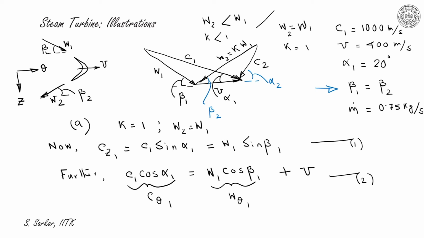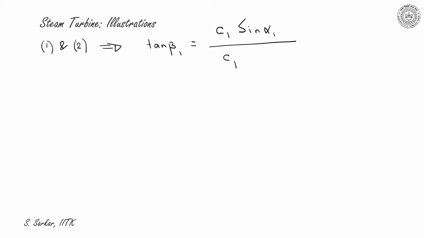From equation number 1 and equation number 2, I can write tan beta 1 is equal to C1 sine alpha 1 divided by C1 cos alpha 1 minus U. This is equation number 3.